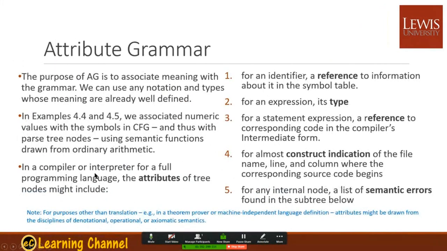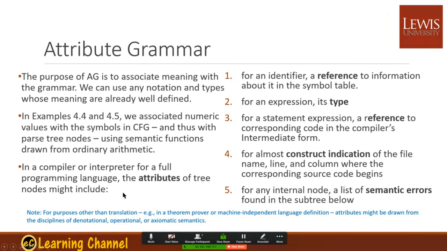Okay, so in the compiler or interpreter for a full programming language, the attributes of tree nodes might include: for an identifier, a reference to information about it in a symbol table. For an expression, its type. For a statement or expression, a reference to the corresponding node codes in the compiler's intermediate form. For almost every construct, an indication of the file name, line, and column where the corresponding source code begins. For an internal node, a list of semantic errors found in the subtree.